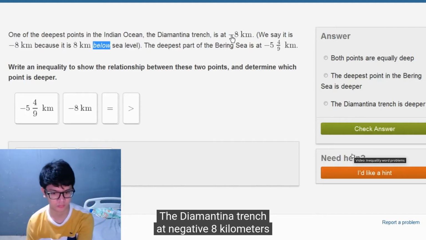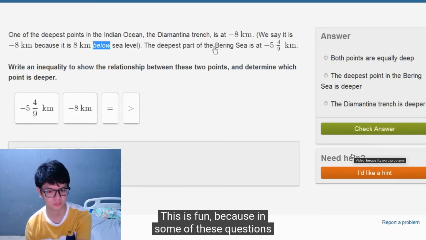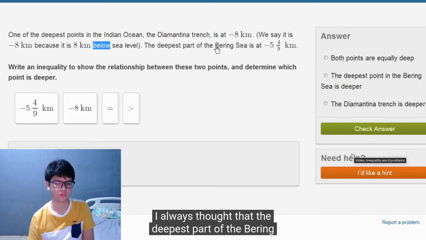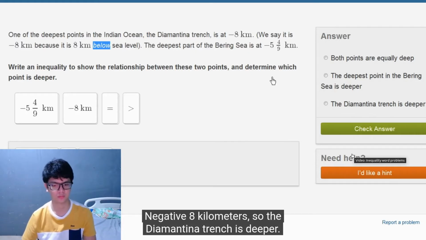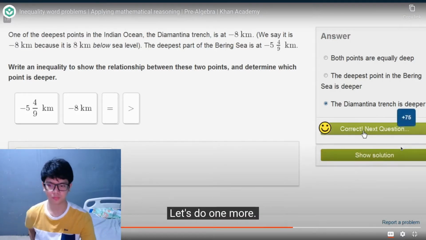Diamantina Trench at -8 kilometers is the deeper point. And this is fun, because in some of these questions you actually learn things. I always thought that the deepest part was the Bering Sea. Well, anyway, we can talk about that another time. So -8 kilometers, so Diamantina Trench. Diamantina Trench is deeper. Let's do one more.